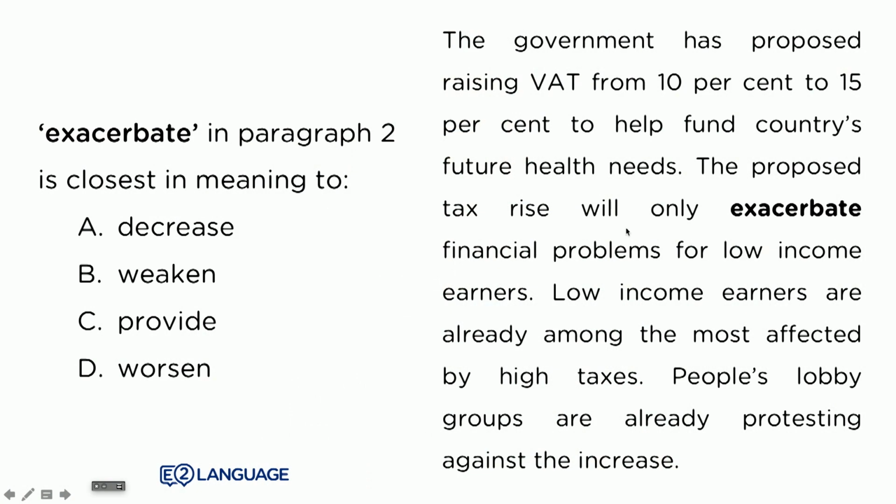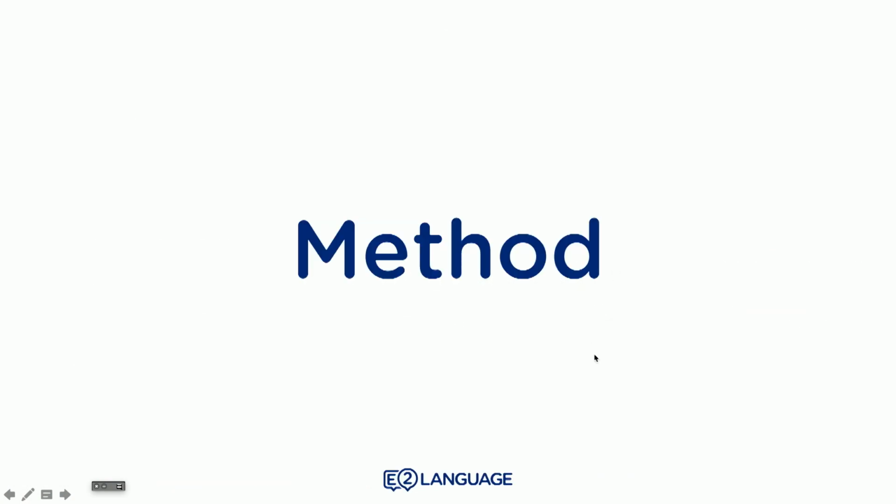Now, of course, you have to guess. Well, maybe you will know what that word actually means, like exacerbate, for example, but most of the time you won't, because it's going to be a very, very tricky, very uncommon word. So what you have to really do is read for context to replace that word with another word that you do know. So let's have a look at the method now for how to do this.